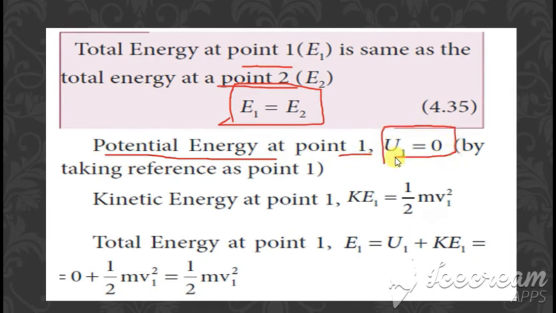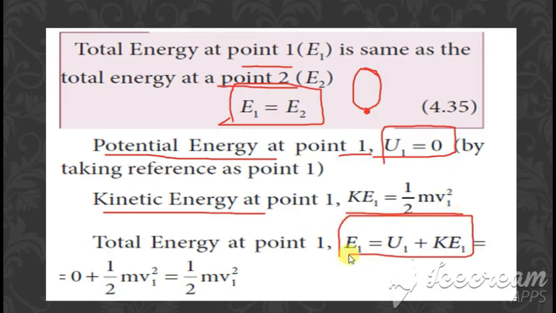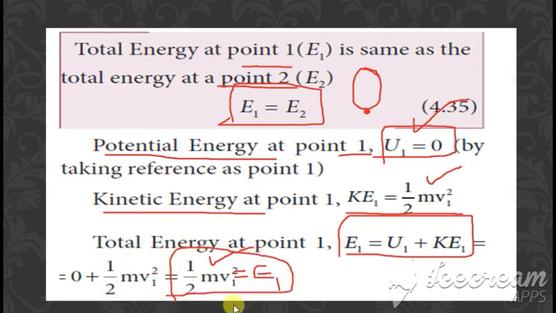First, write the value of potential energy at point 1. That value is equal to 0, because it is at the lowest point. At the lowest point it doesn't have any height, so U1 is equal to 0. Then the kinetic energy is given by half m v1 square, and the total energy is the sum of the potential and kinetic energy. So 0 plus half m v1 square gives just half m v1 square. So this is the value of E1. So E1 is equal to half m v1 square, and we have got the value of E1.